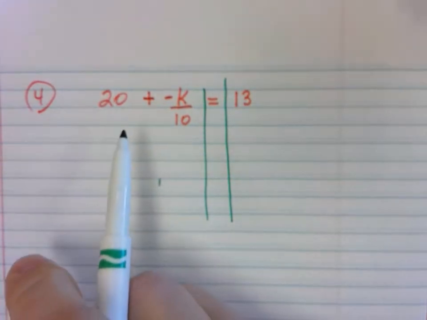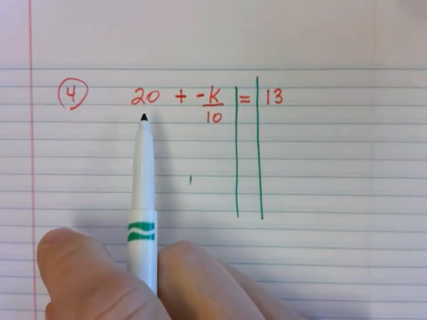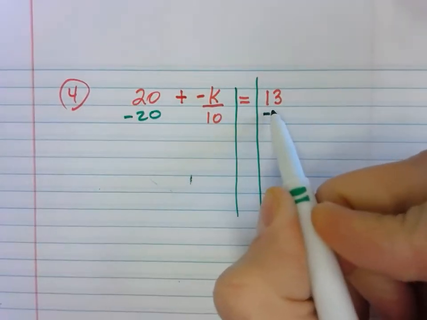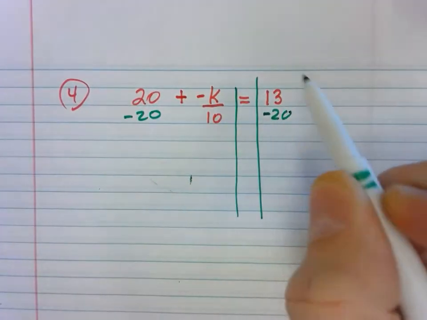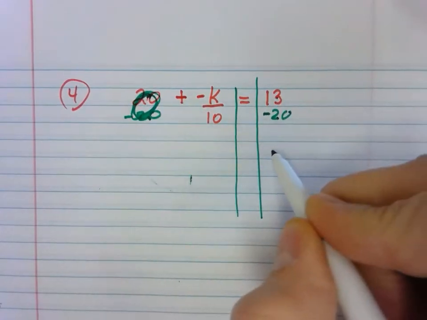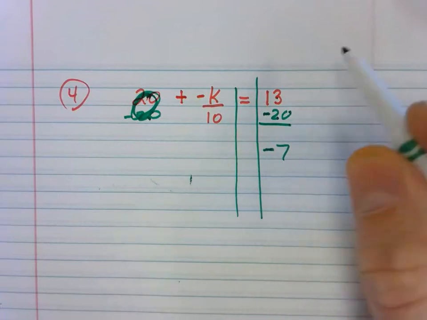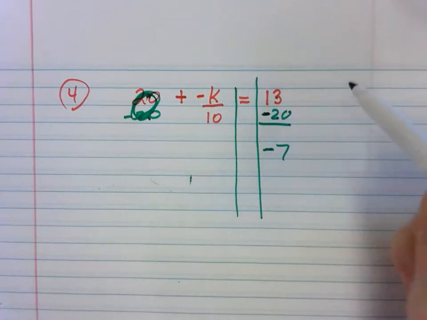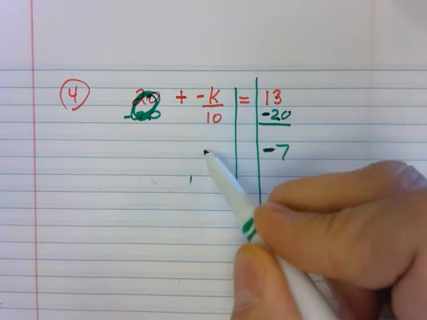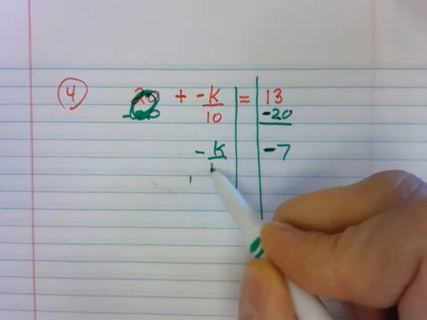My constant in this problem, of course, is right here, the 20. So I'm going to cancel out the 20 with a negative 20, and I'm going to come over here and cancel that out with a negative 20. So these 20s, of course, 20 minus 20 is 0. 13 minus 20 would give me negative 7. Remember I'm taking the sign of the bigger number, and the 20 is bigger than 13, so it's going to be a negative 7. Now I'm just going to trot this down, so I've got negative k over 10.